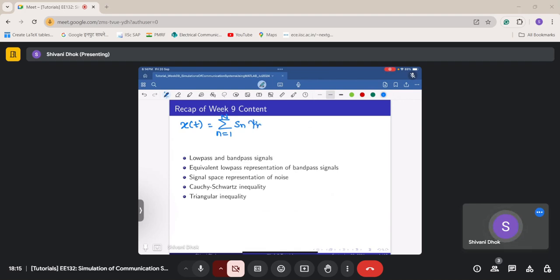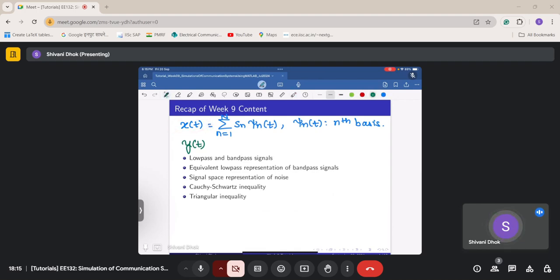Into psi n of t, where psi n of t is the nth basis, and these signals or this basis are an orthonormal basis. That is the basic assumption that we are taking into consideration. So what happens is, we want to transmit this particular signal.